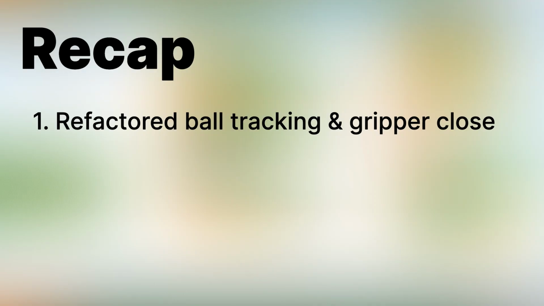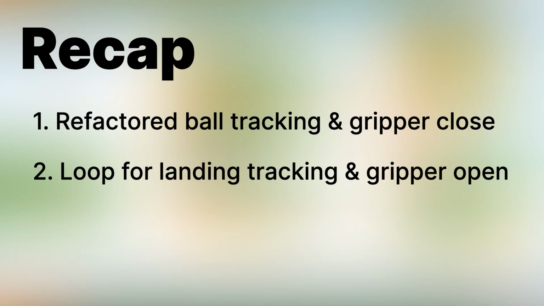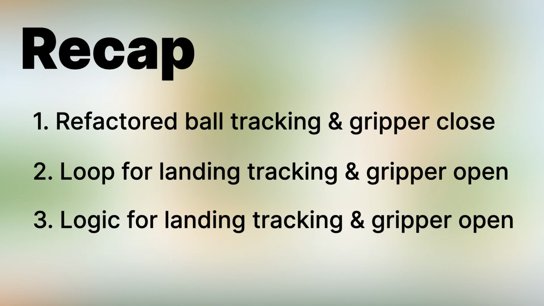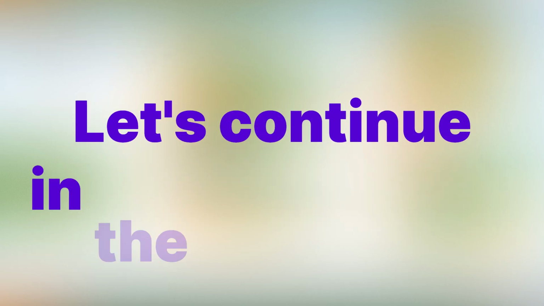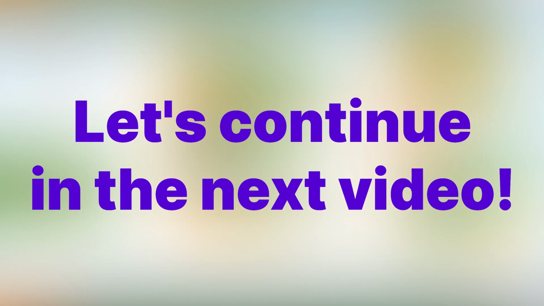Let's do a quick recap now. We started off with our previous pick and place part 4 project. We then refactored the ball tracking and gripper close part, which is the pick operation. Then we added a loop within which we can add the logic for landing area tracking as well as the gripper open part, which is the place operation. Finally, we added support to actually perform landing area tracking, followed by playing the audio tone and then opening the gripper.